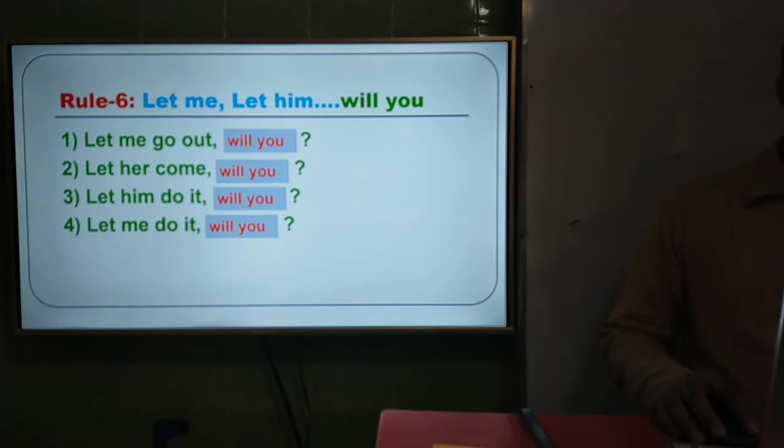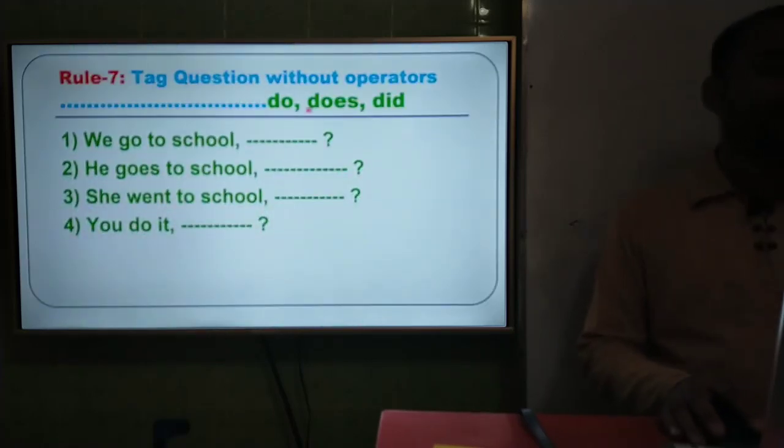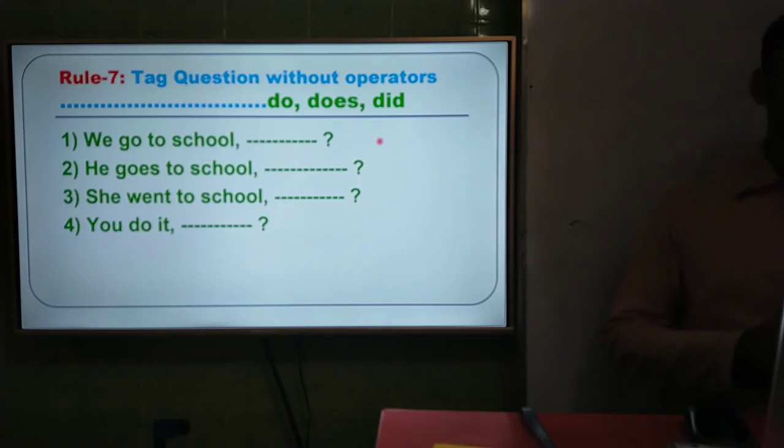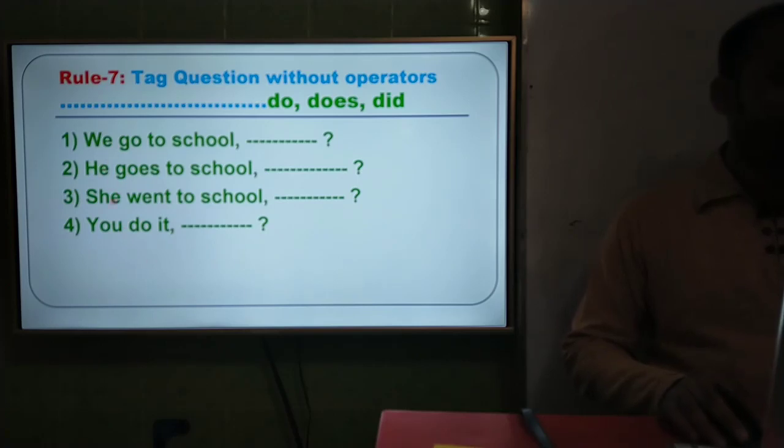Now I am going to the next one, and this one is rule number 7. Tag question without operators. At first we discussed operators, and we know that there are 24 operators, and I have given here 4 questions. There is no operator in these 4 questions, and in this case we have to use "do", "does" or "did" as operators to make the tag question.